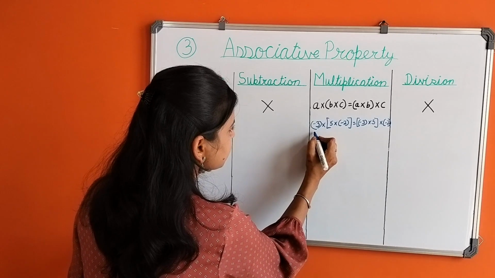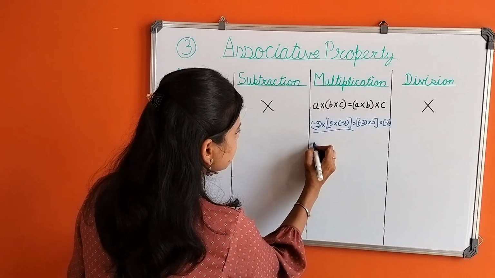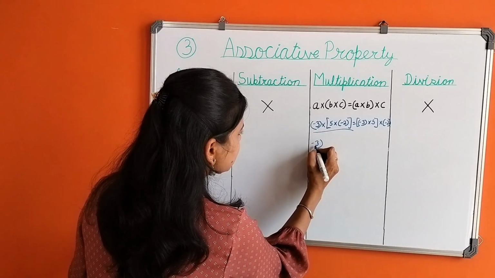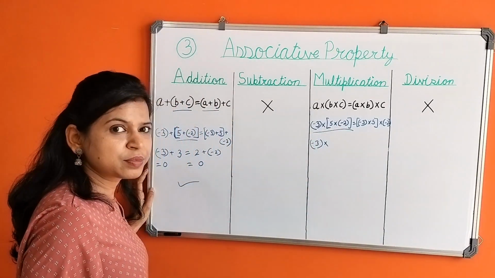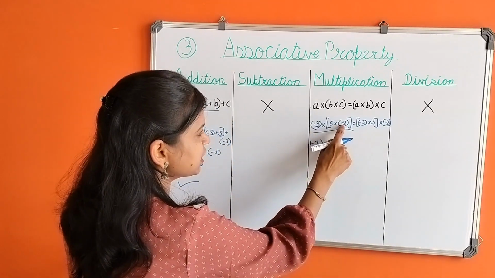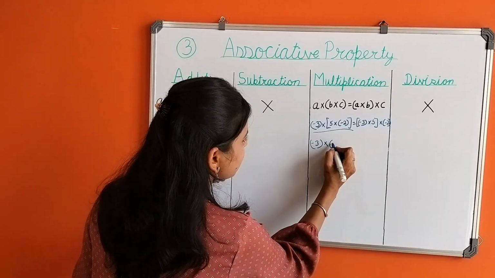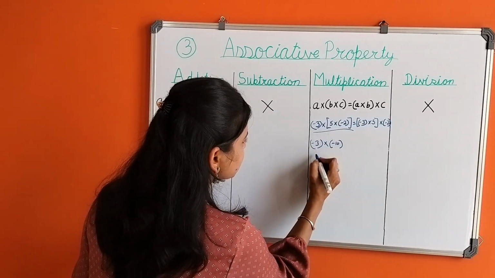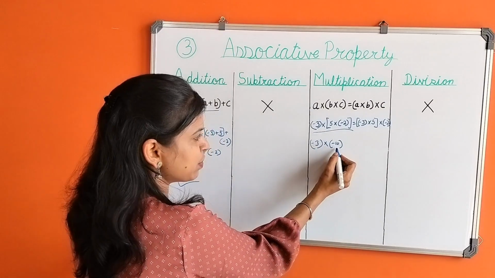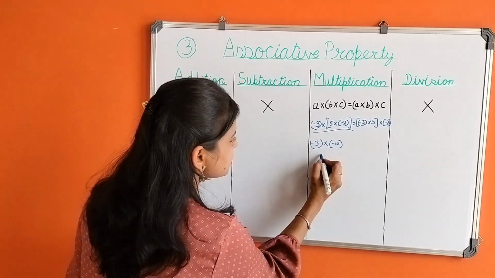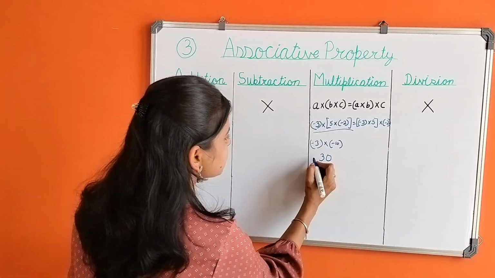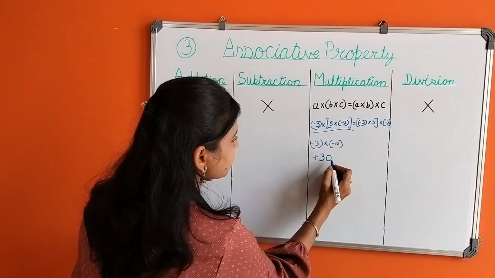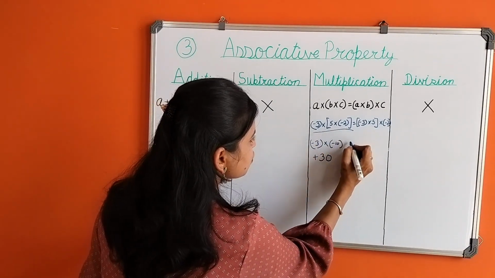Let's see. First solve this one. 5 into -2 is -10, one negative is there. Solve it: -3 into -10. 3 into 10 is 30. Minus minus, two negatives are there, so the answer is positive.